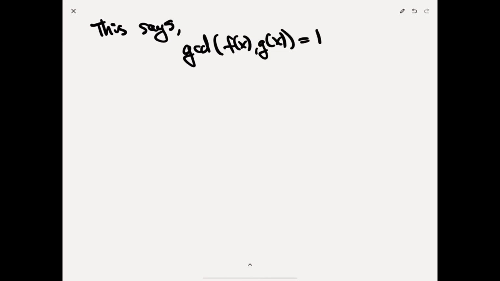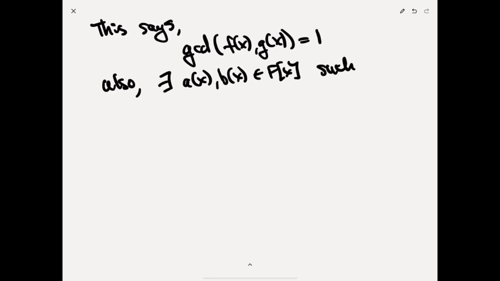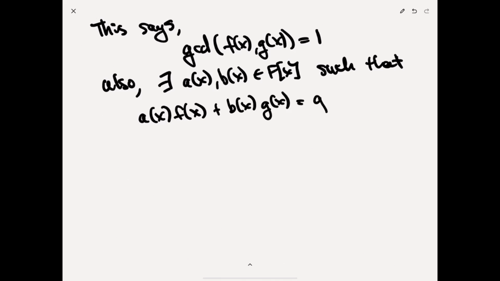All right, and there's a theorem that says you can always write GCDs as a linear combination of the two elements. So there exist two polynomials a of x and b of x such that a of x f of x plus b of x g of x is equal to the GCD of f of x and g of x, which in this case is 1. In practice, when you do this, it'll be up to a constant.